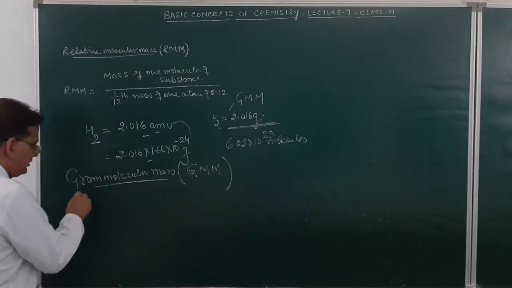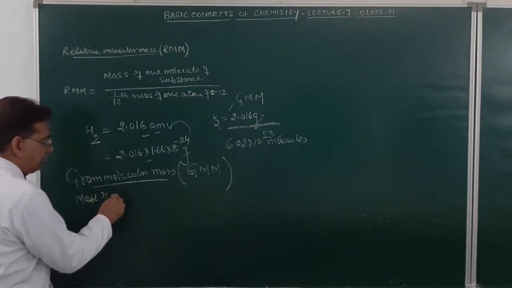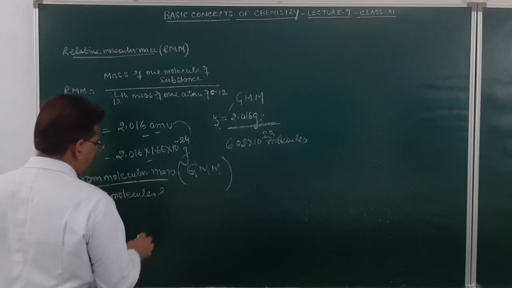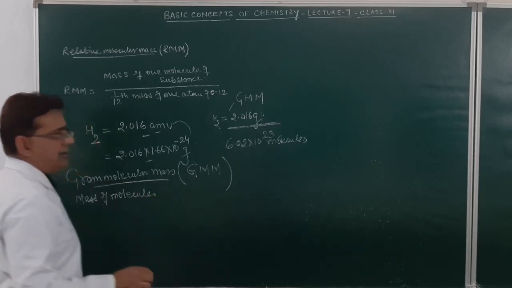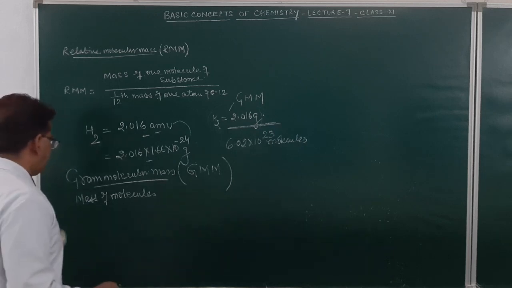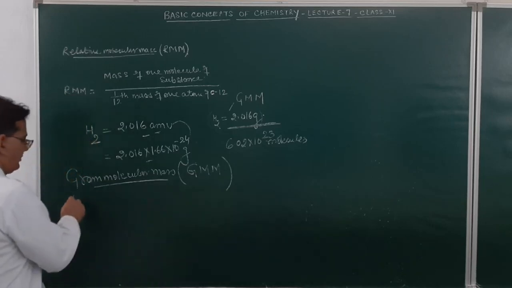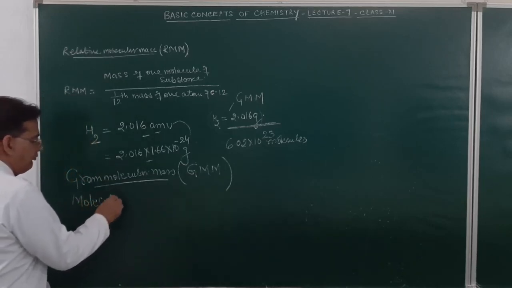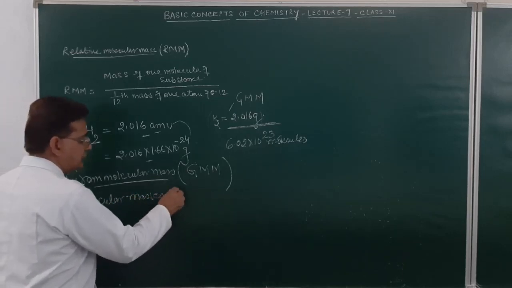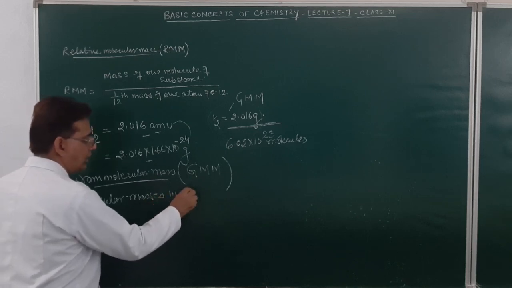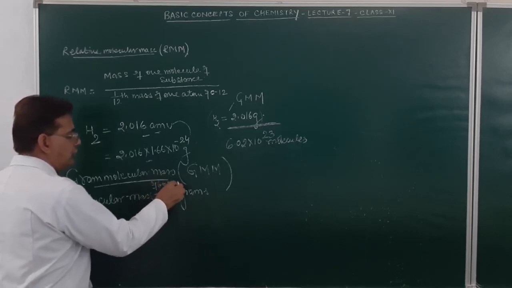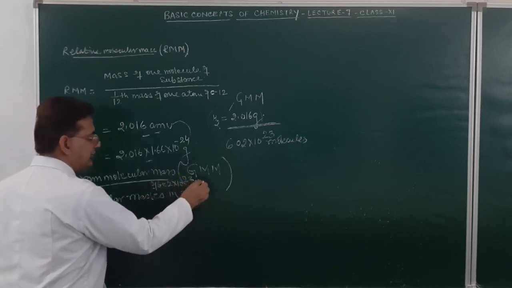Gram molecular mass will be the mass of molecules expressed in grams, or the mass of 6.02 into 10 raised to power 23 molecules expressed in gram is called a gram molecular mass. So molecular mass expressed in gram is a gram molecular mass. To put it in very simple language, molecular masses expressed in grams, molecular masses of how many molecules? 6.02 into 10 raised to power 23 molecules.